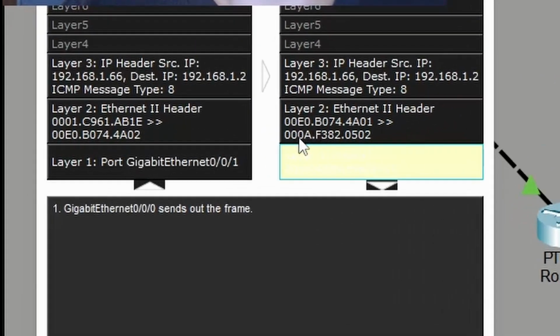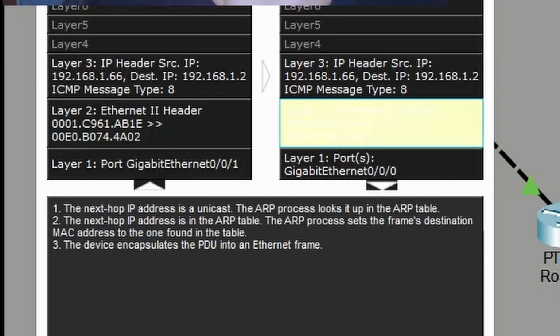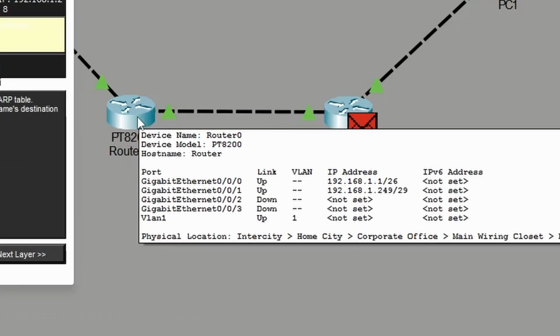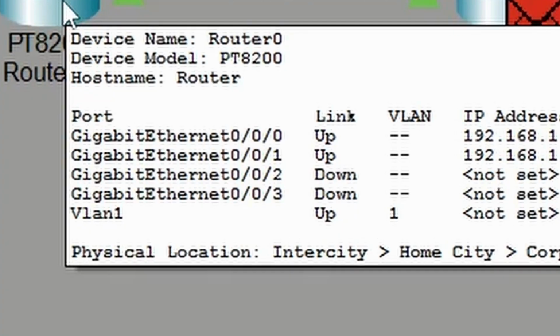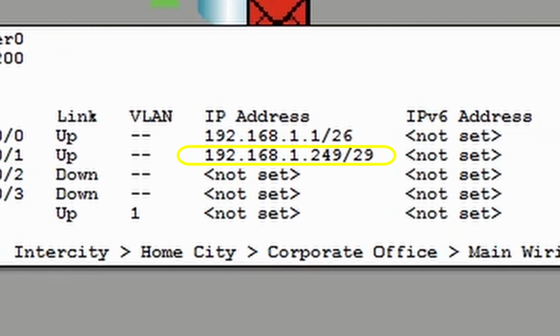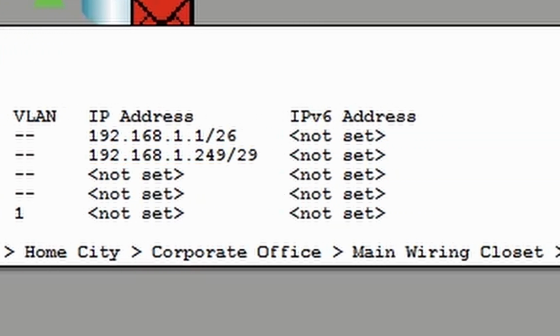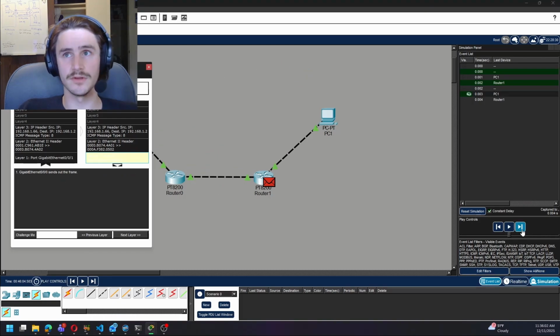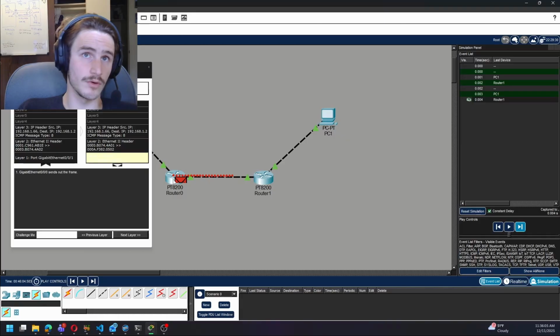So it's like, okay, I'm going to send the traffic to that MAC address. So it builds this frame to that address, 000A.F382, and it's going to send it. And that is going to be the MAC address of router 0 over here. We can see router 0 has got an interface on gigabit Ethernet 0/0/1 with an IP address of 192.168.1.249, and the MAC address of that interface is 000A.F382.05.02. So that's where this frame is going to go. So it sends the frame. You can see it going over.